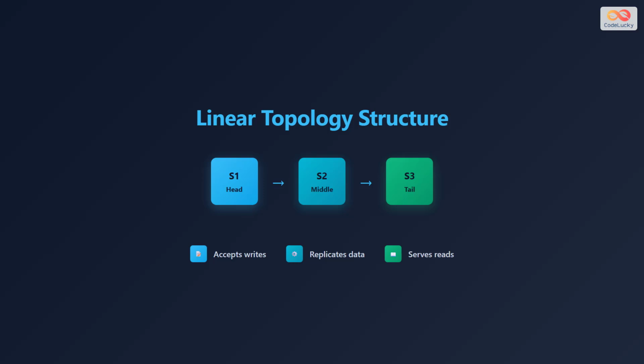The chain consists of three roles: the head server, which accepts all write requests from clients, the middle servers, which replicate the data as it flows through the chain, and the tail server, which serves read requests. Data flows from left to right through the chain, and this strict ordering is what makes strong consistency possible. Think of it like a bucket brigade, where each person passes the data to the next one in line.